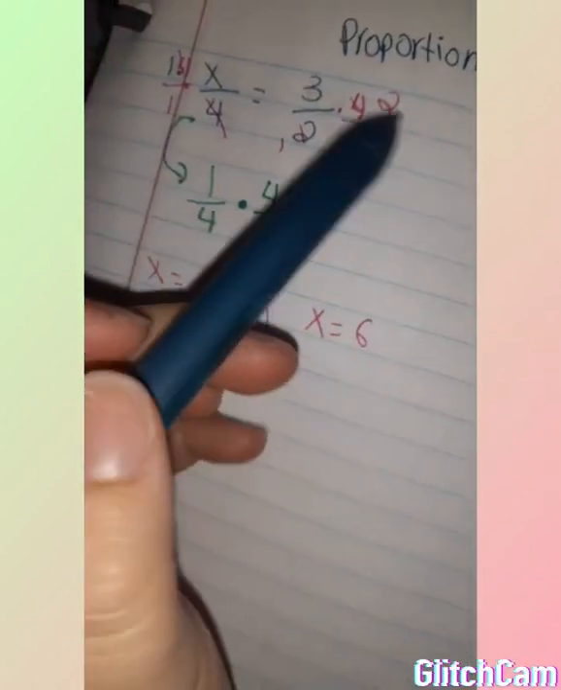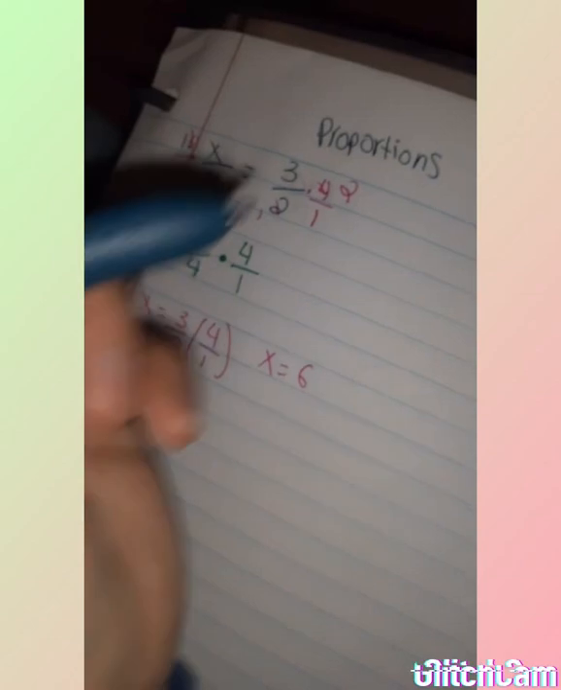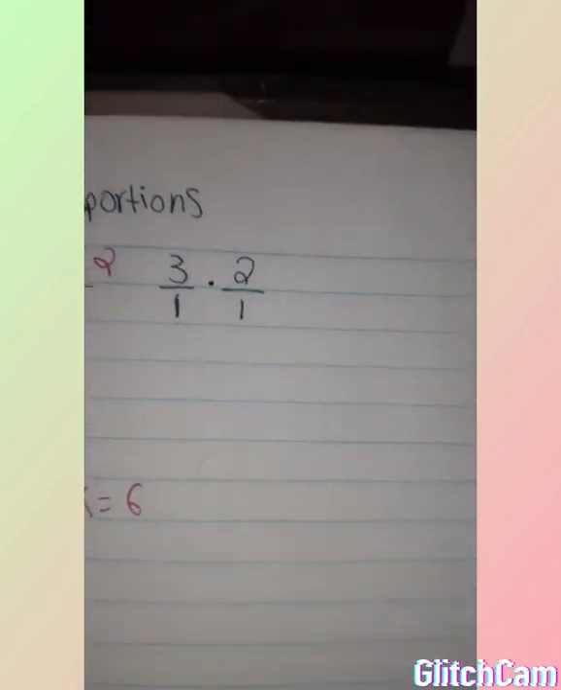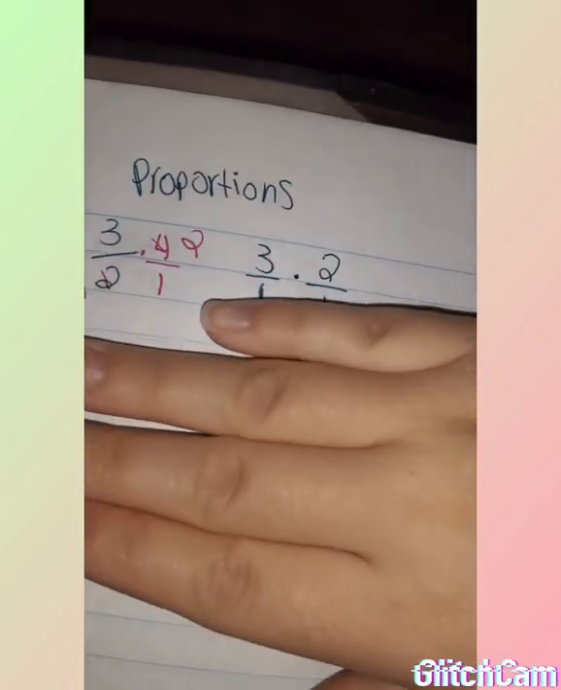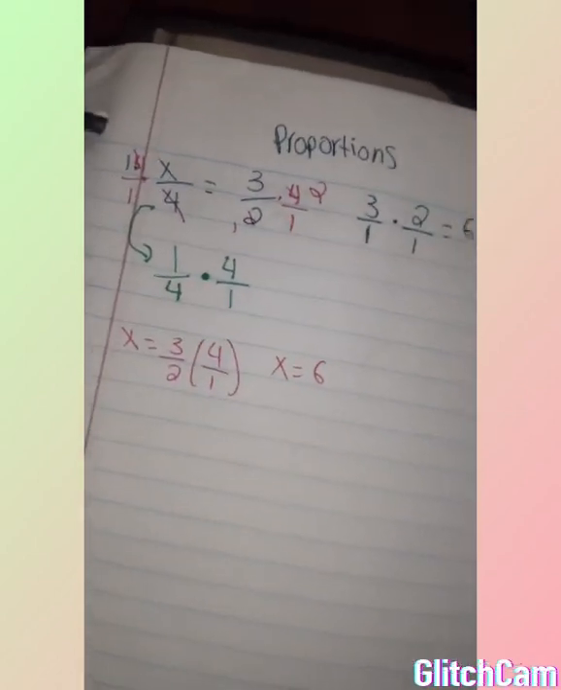So if you did catch that, I'm going to go back up here. If you did catch that 2 and 4 can simplify, it'll be 3 over 1 times 2 over 1. Okay, and you don't really have to keep the ones, but it's easier. So what you have right there is 3 times 2, which equals 6 for the first problem.